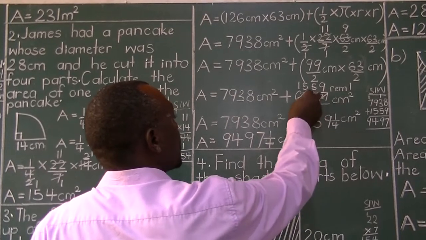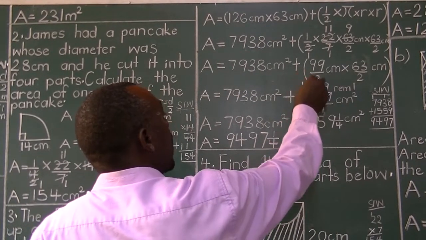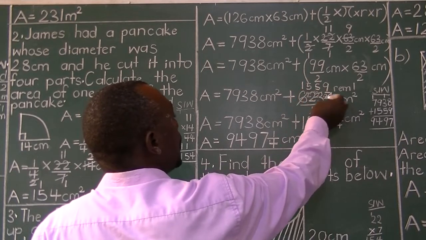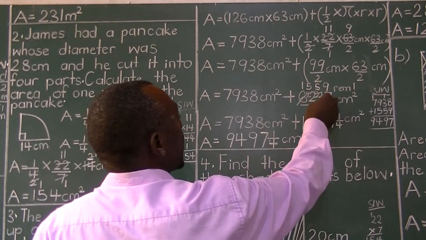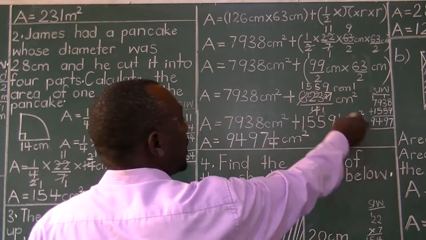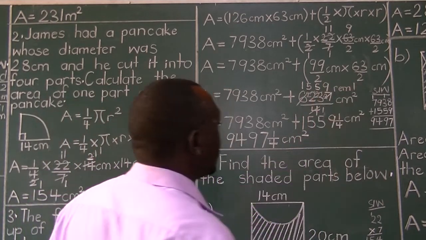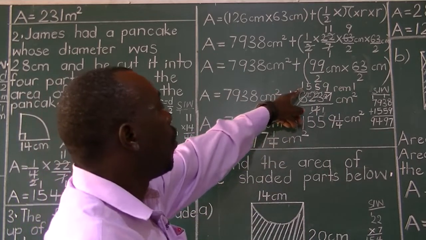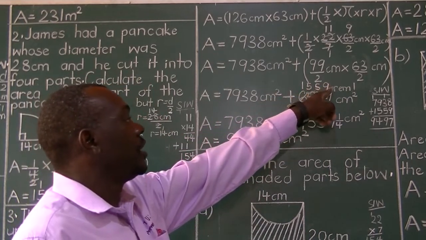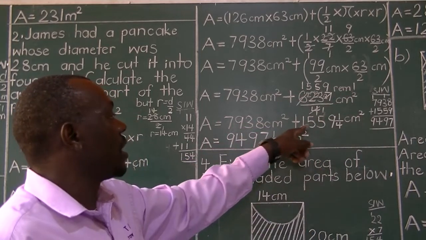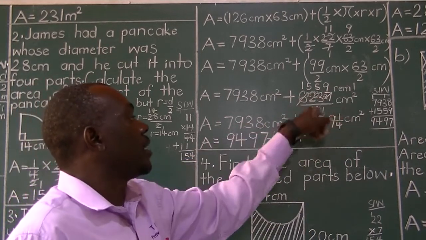4 divided by 4 once. 6 divided by 4, 1 remainder 2. 22 divided by 4, 5 remainder 2. 23 divided by 4, again 5, this time remainder 3. Now 37 divided by 4, you get 9 remainder 1. So that you have got 1,559 and a quarter. So 1,559 and 1 out of 4.